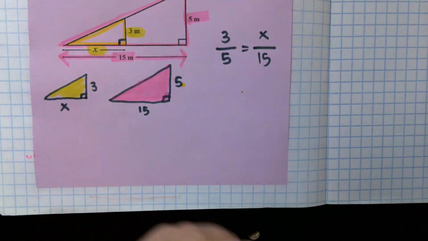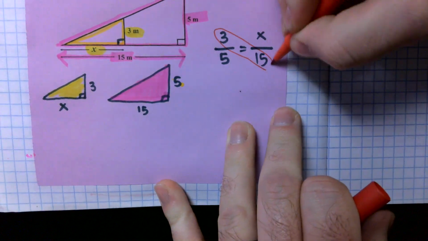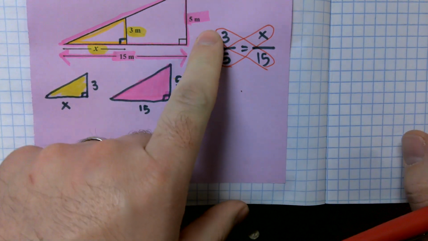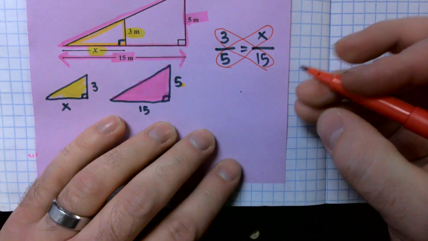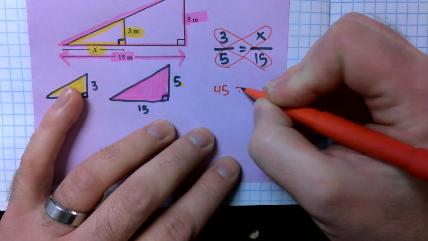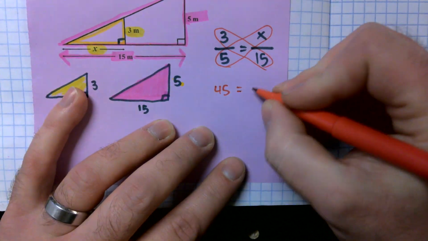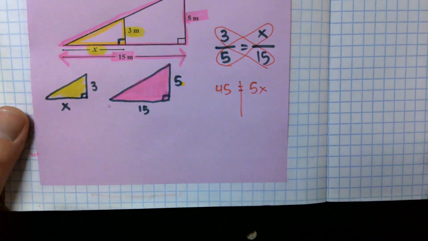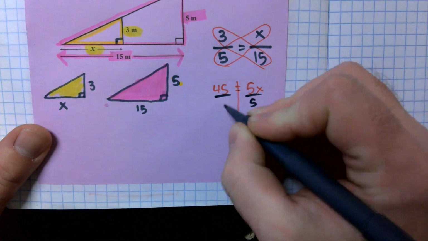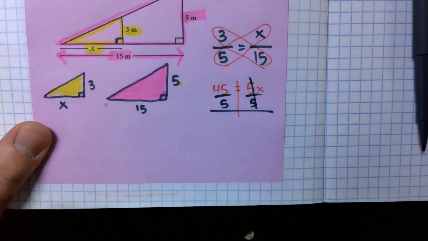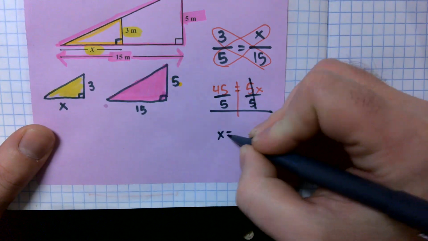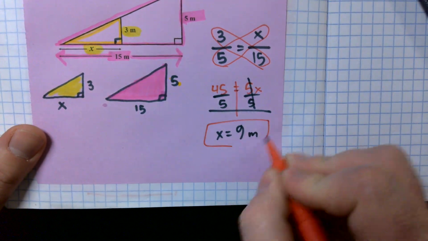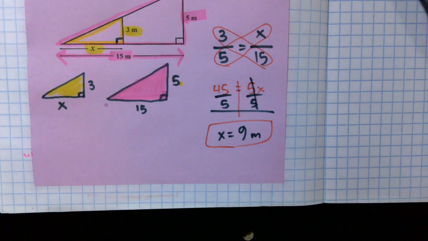Okay, when I cross multiply, I'm going to circle up my terms going across and going across. What is 3 times 15? 45. And what is 5 times x? 5x. If I want to get x all by itself, what do I need to do on both sides? Divide by 5. And I get x is equal to 9 meters. Not too bad, right?